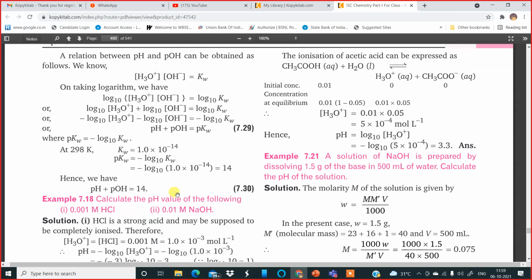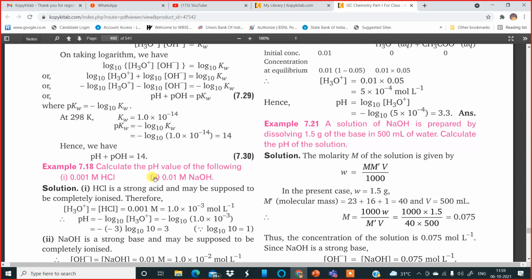Now here there are some numericals to be done. Calculate the pH of the following. The strength of the hydrochloric acid is given as 0.001 M HCl. The strength means the concentration of hydrochloric acid is given. So applying this concept, the concentration of hydronium ion is equal to the concentration of hydrochloric acid, that is 0.001 molar, which is equal to 1.0 × 10 power minus 3 moles per liter.